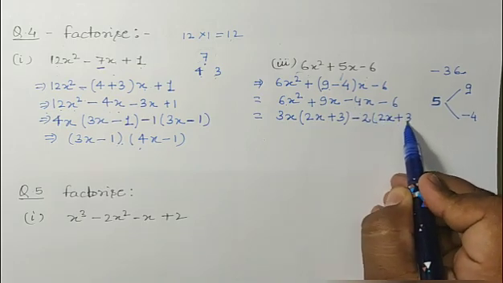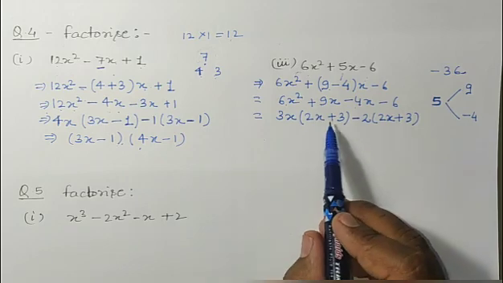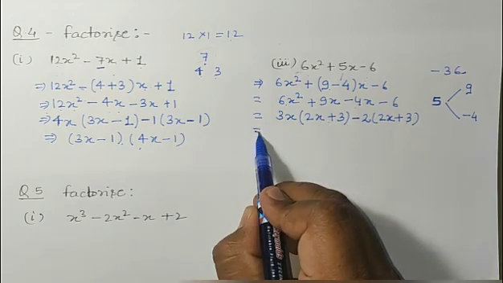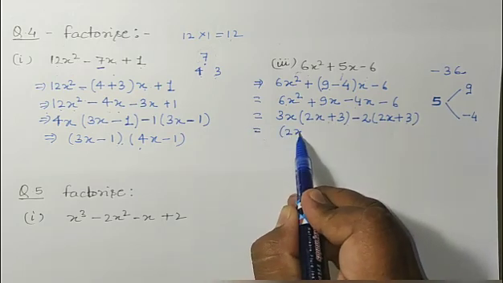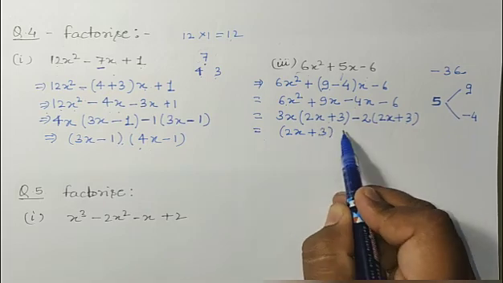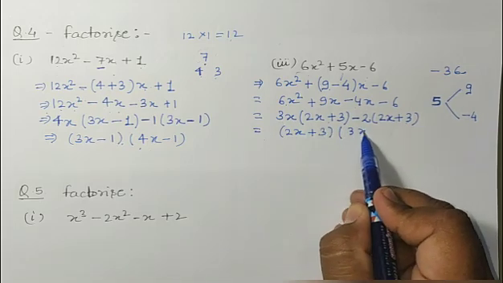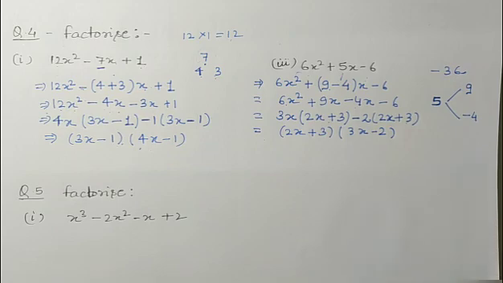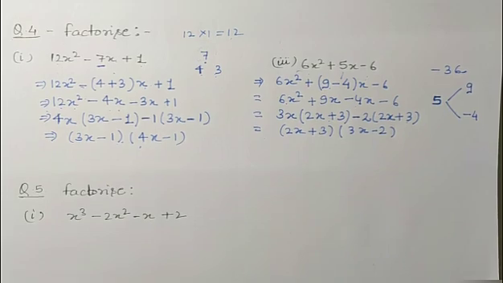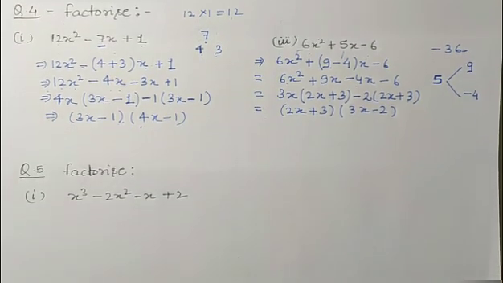2x plus 3. Again see, the bracketed terms are the same, so take 2x plus 3 as common. If we take it common, what is left? 3x minus 2. Okay students, so like this we can factorize a quadratic polynomial with the help of splitting the middle term.